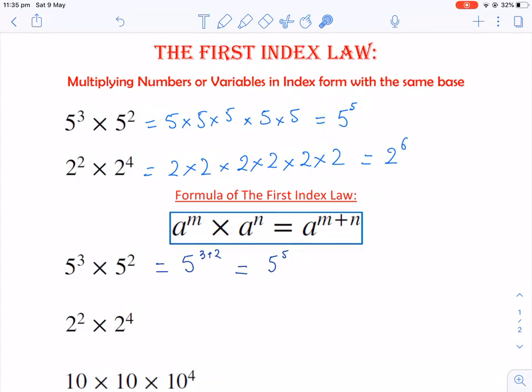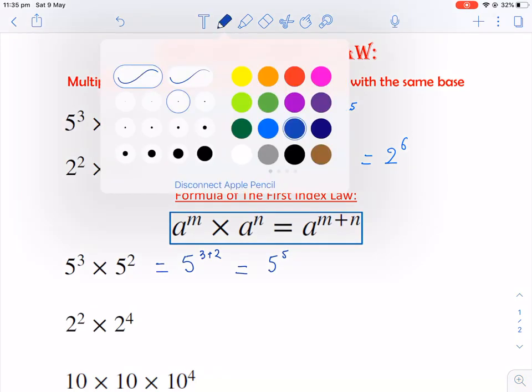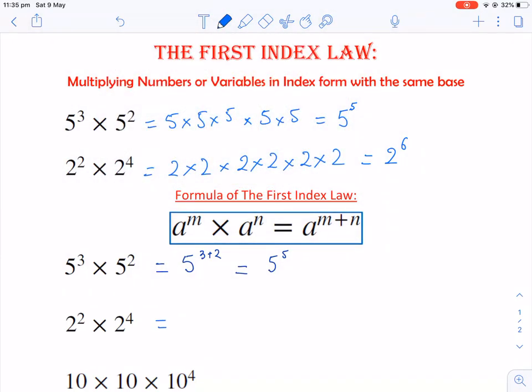How about the second example? The second example has the base 2, 2, and multiplying. So I'm going to apply my first index law, and it equals the base, still 2, and I add the indices together, which is 2 plus 4, and it equals 2 to the power 6. Exactly the same. When I apply the index law and when I do it manually, the answer is the same.